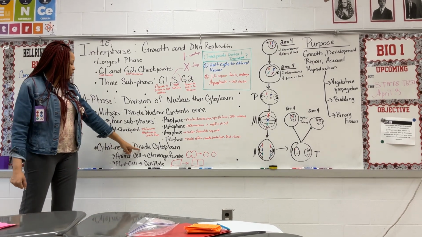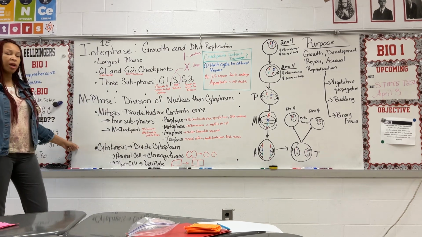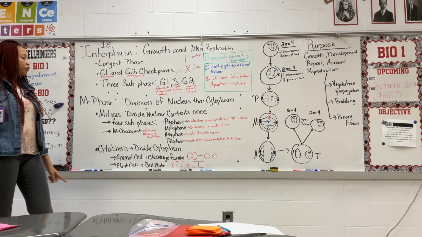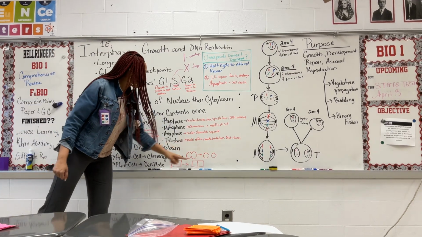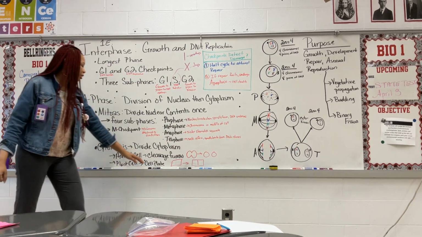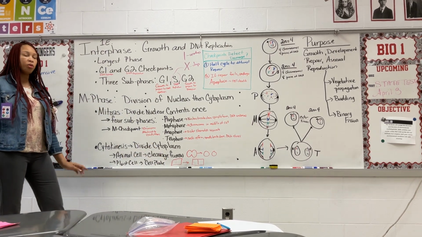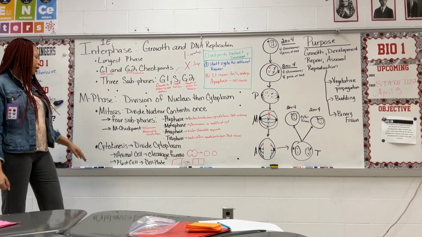Now, cytokinesis is when the cytoplasm actually divides. You don't have two cells until cytokinesis. In animal cells, it's going to form a cleavage furrow, so it goes from the outside in. And in plant cells, you're going to get what's called a cell plate, so it goes from the inside out, because you can't just pinch off a cell wall. You have to build a new wall between the two nuclei.